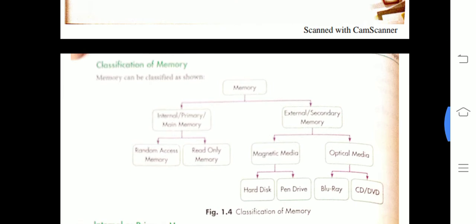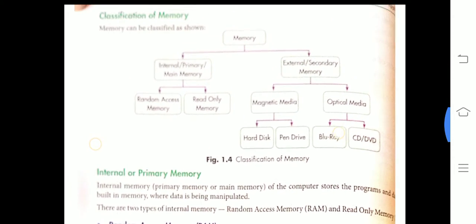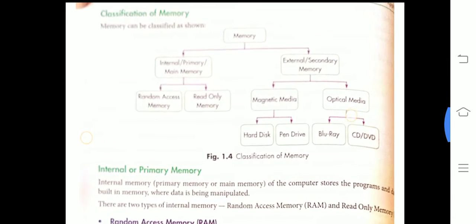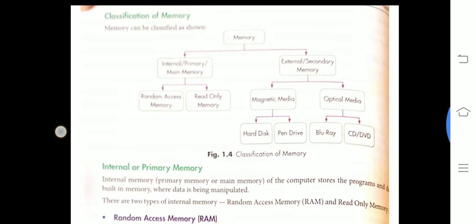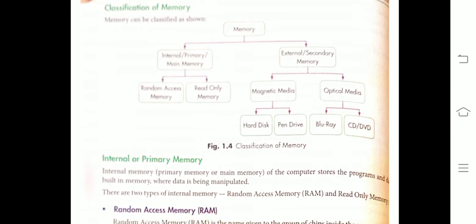Okay, now after this, the classification of memory is there. Memory can be divided into two parts: internal or primary memory, and secondary memory or external memory. In primary memory, ROM and RAM are there. In secondary memory, magnetic media and optical media. In magnetic media, there are hard disk and pen drive. In optical media, there are Blu-ray disc, CD and DVD.